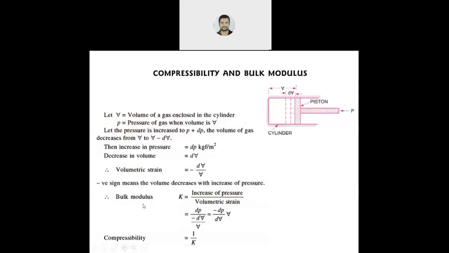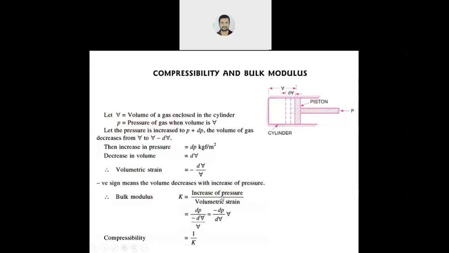So the bulk modulus, represented by K, is given by the increase of pressure divided by volumetric strain. The unit will be Newton per meter square. Why? Because strain is dimensionless, volume divided by volume cancels out. And the unit of pressure is Newton per meter square or Pascal. So Newton per meter square is the unit of bulk modulus also.